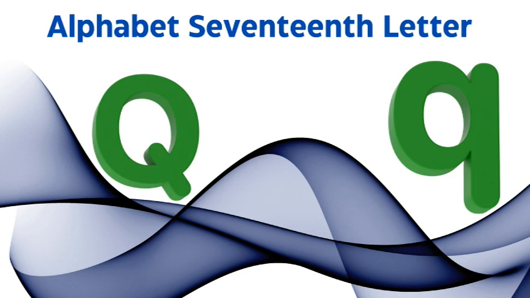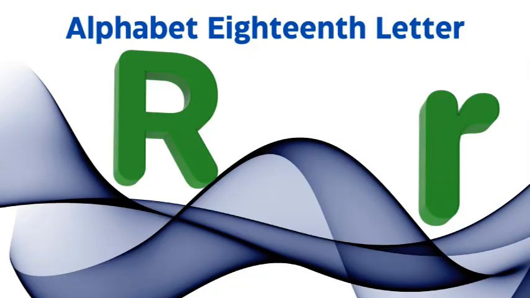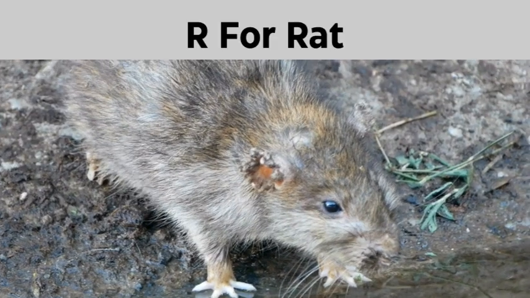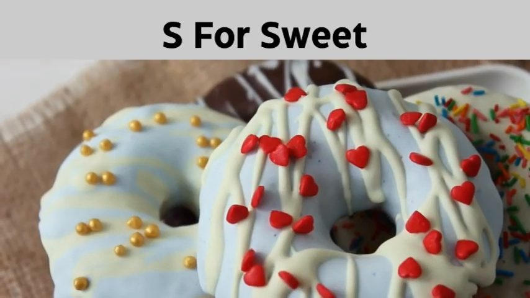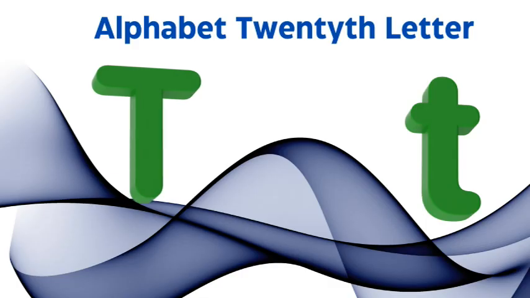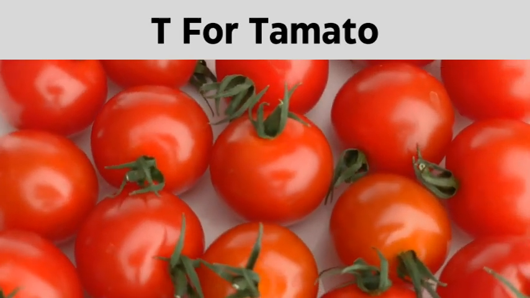Alphabet 17th letter Q. Q for queen. Alphabet 18th letter R. R for rat. Alphabet 19th letter S. S for sweet. Alphabet 20th letter T. T for tomato.